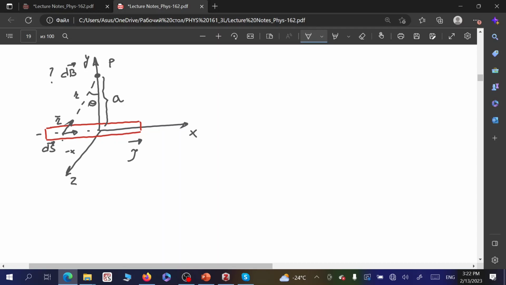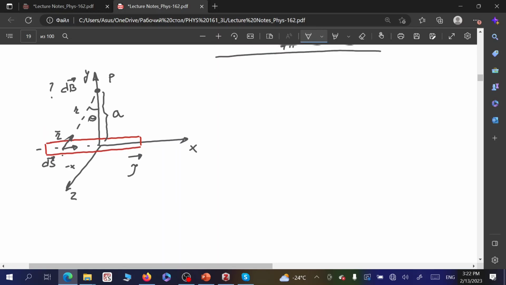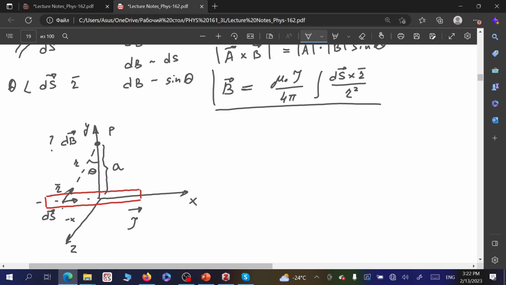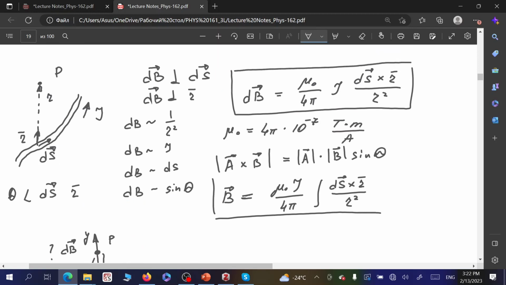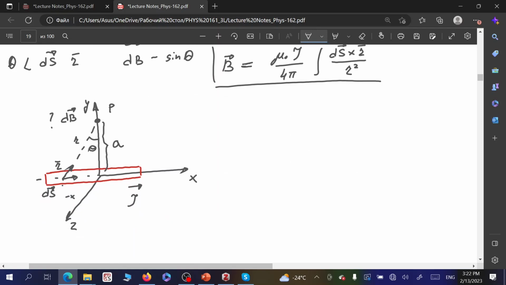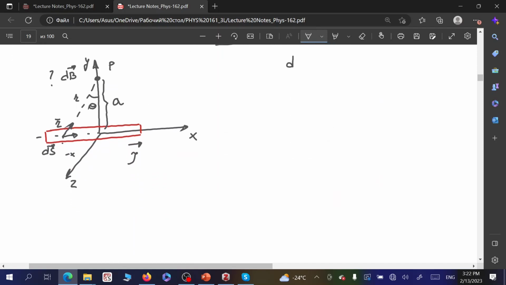So now let us first determine the cross product. We remember this equation. Actually, we want to look first at this equation because we are dealing with the dB vector. Let us write it down here so we can see it. dB vector is equal to mu naught over 4 pi times I times ds vector cross product r unit vector divided by r square. So this we remember here. And now let us determine the cross product of two vectors, ds vector times r unit vector.